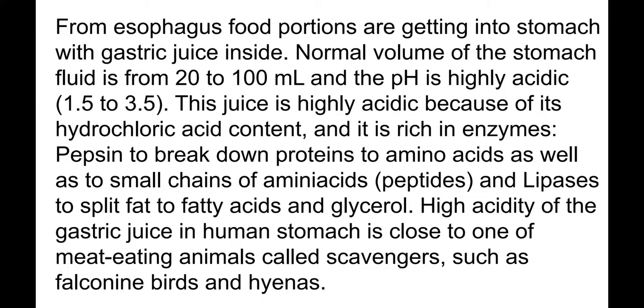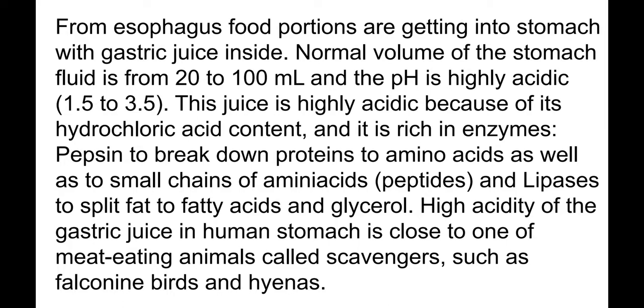From the esophagus, food portions get into the stomach with gastric juice inside. The normal volume of stomach fluid is from 20 to 100 milliliters, so it is normally not much, but it can increase during eating. The pH is highly acidic, in the range 1.5 to 3.5. If people eat proteins, the gastric juice can be very, very acidic. It is highly acidic because of its hydrochloric acid content, and it is rich in enzymes.